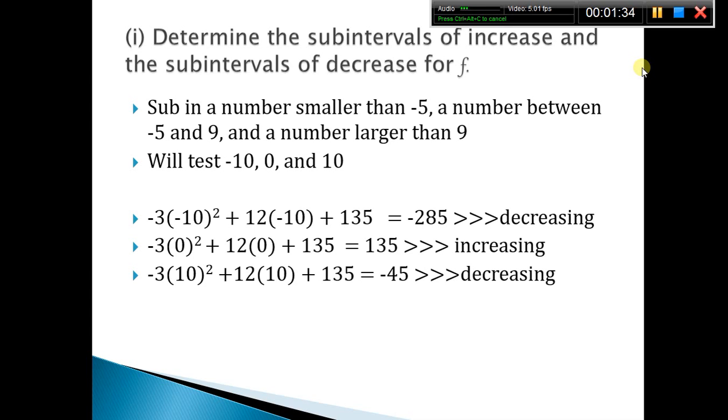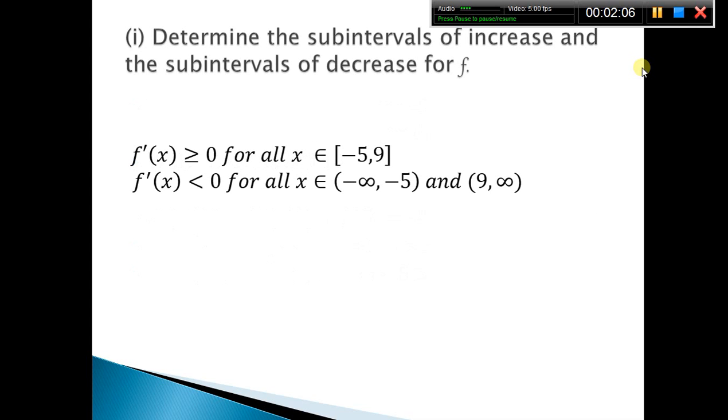So we will test minus 10, 0, and 10. For minus 10, we get out minus 285, which is less than 0, so the curve is decreasing from negative infinity to minus 5. For 0, we get out 135, which is greater than 0, so the curve is increasing from minus 5 to 9. For 10, we get out minus 45, which is less than 0, so the curve is decreasing from 9 to infinity. So these are our subintervals of increase and decrease, and the answer to part 1.